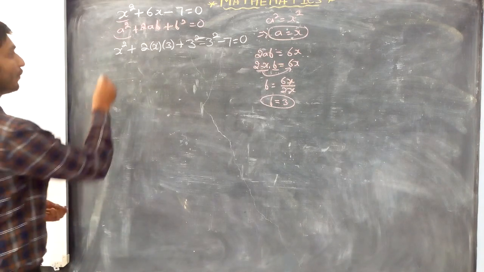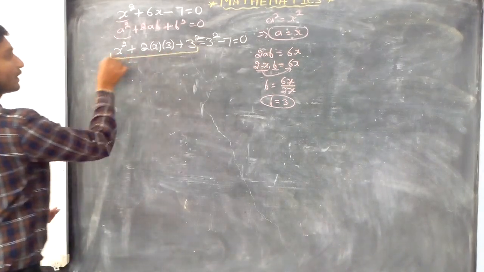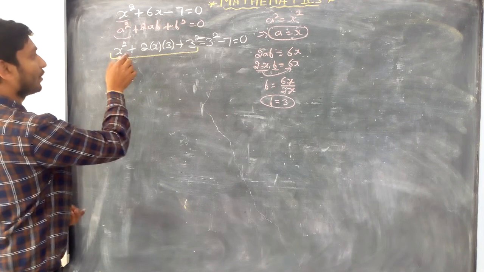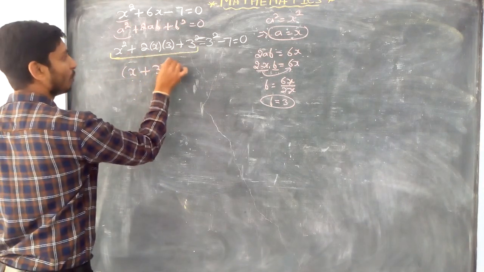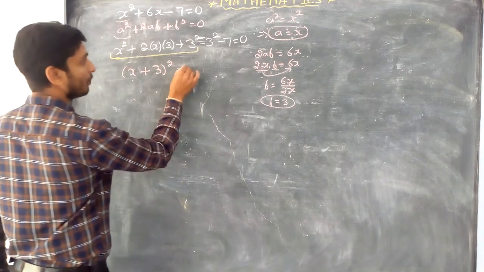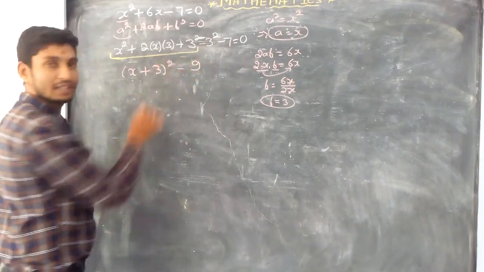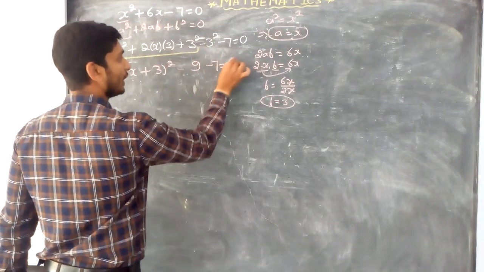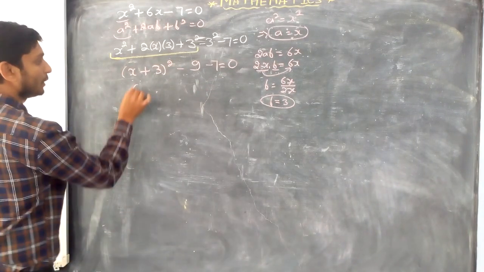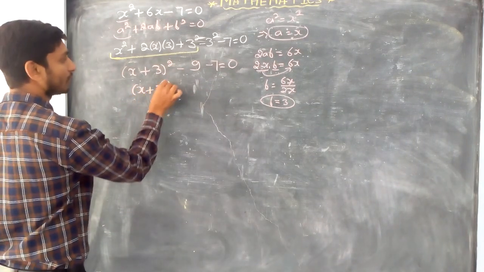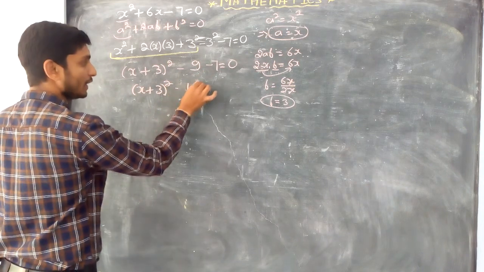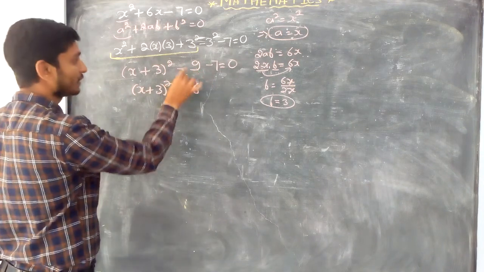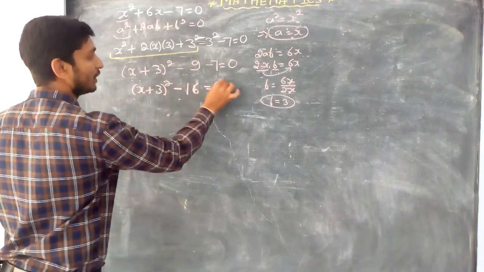Now we know the factorization of this much. The factorization of a square plus 2ab plus b square is a plus b whole square. Yes, minus 3 square means 3 threes are 9, minus 7 as it is on the right, equals 0. Simplify further. x plus 3 whole square, minus 9 minus 7 means both are minus, so we have to add, we get 16. Bigger number is 9, so this one is minus, equals 0.